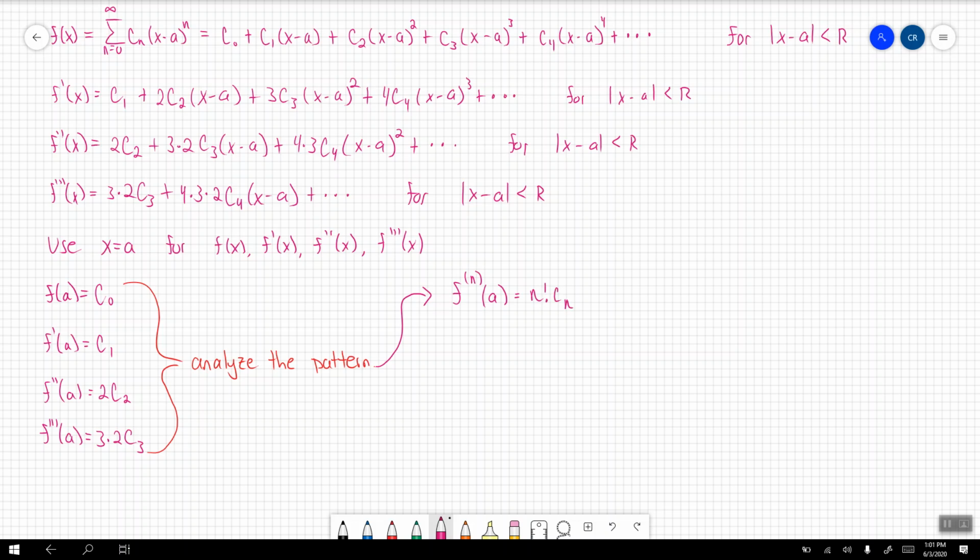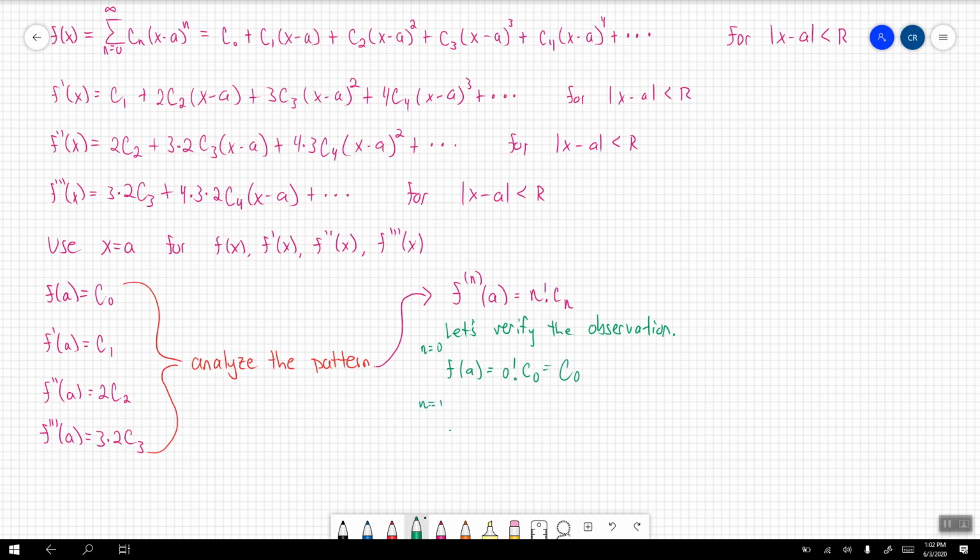Now, does this hold? Let's double check. Alright, let's verify the observation. First, if n is equal to 0, that means we're not taking any derivative. That means we're just going to be looking at f of a. Then in this particular case, this is going to be 0 factorial multiplied by c sub 0. Remember what 0 factorial is. 0 factorial is just 1, which means this is just c sub naught.